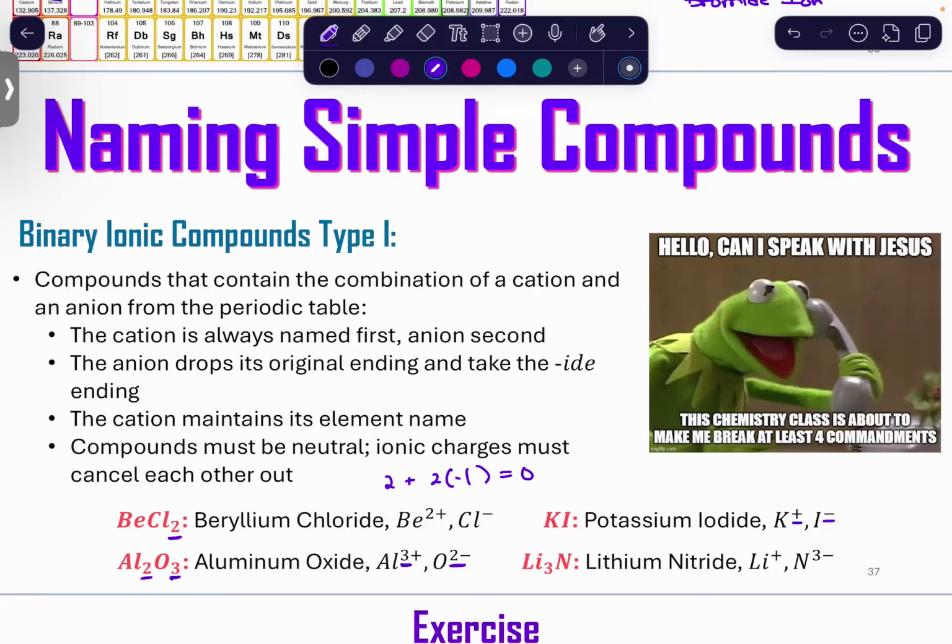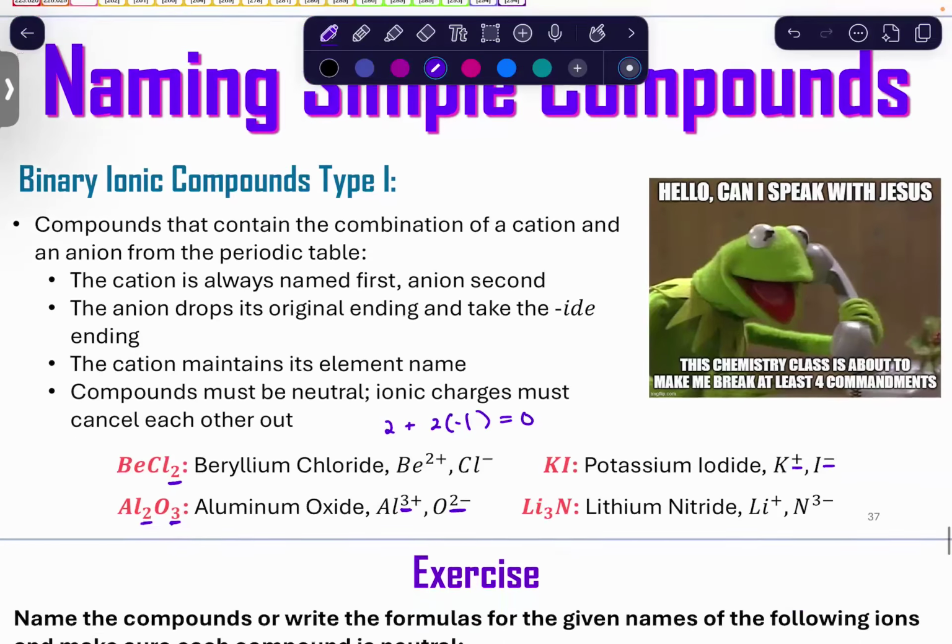Well, lithium is from group 1, so it's a +1. Nitrogen, or nitride, is from group 15, so it's a -3. I have to have 3 of the lithiums to neutralize the -3 charge on the nitride, so you get Li3N.